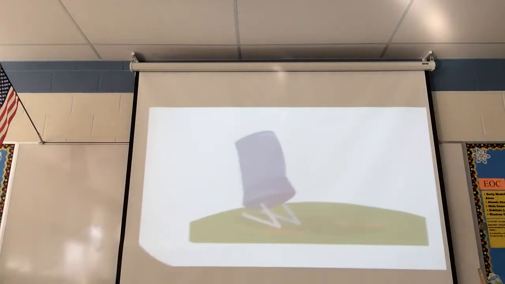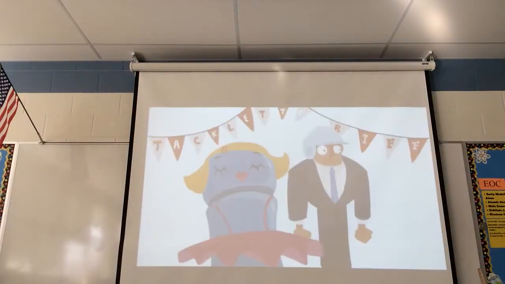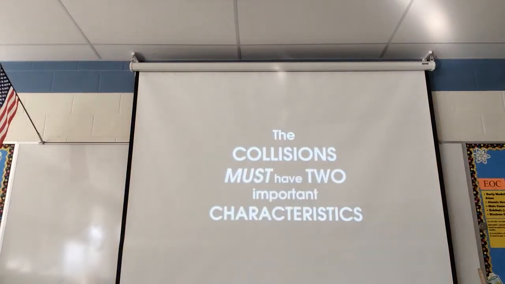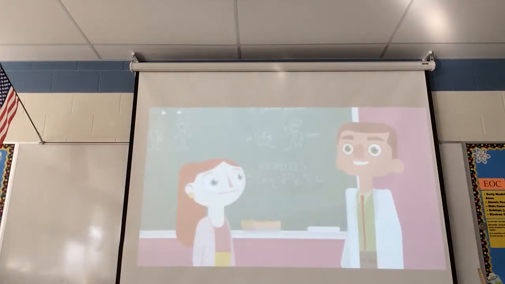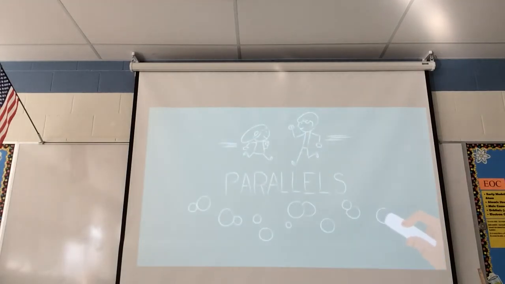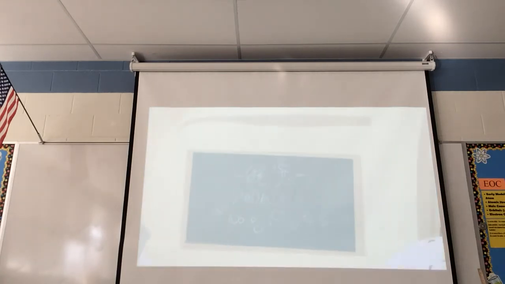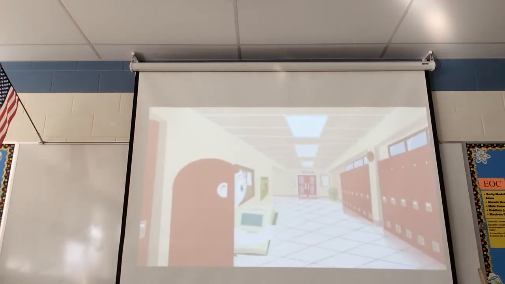Now you're probably already aware that not all collisions lead to dates for the dance, thankfully. The collisions must have 2 important characteristics. 1, correct orientation that allows books to be knocked from one's hands, and 2, enough energy to knock the books out. Shortly after this incident, Harriet decided to tell me, her chemistry teacher, all about it. I noticed some interesting parallels between her story and chemical reaction rates, which happened to be what she was studying in the hallway the day of the collision.